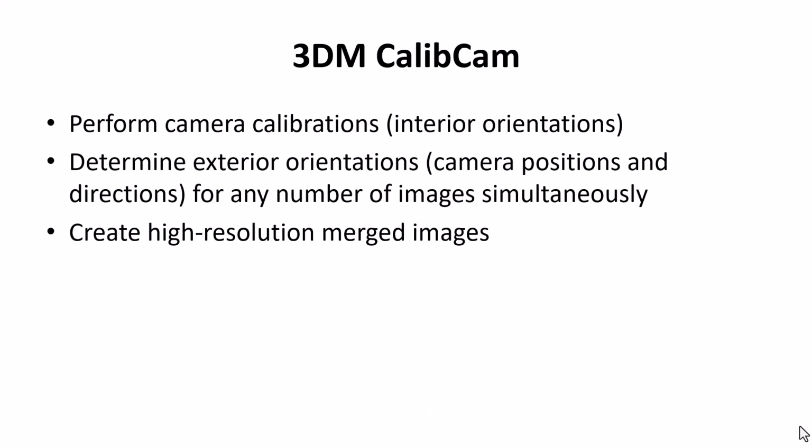The software that we're largely focusing on is the 3DM Analyst suite of software, and it's broken down into two main components: 3DM CalibCam. This piece of software performs camera calibrations. It determines the interior orientations of the camera lens combination. Those interior orientations are key parameters for subsequent processing of the images. CalibCam can also determine the exterior orientations, the camera location and its orientation for any number of images that are loaded into a project. And CalibCam can create high-resolution merged images from images that are taken from a common location, a camera station.